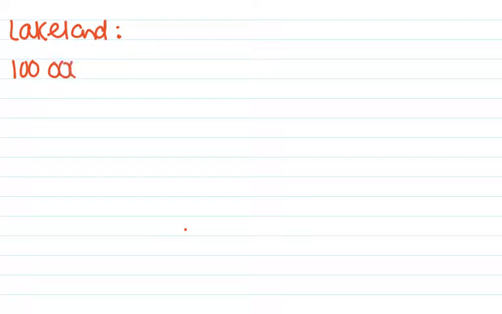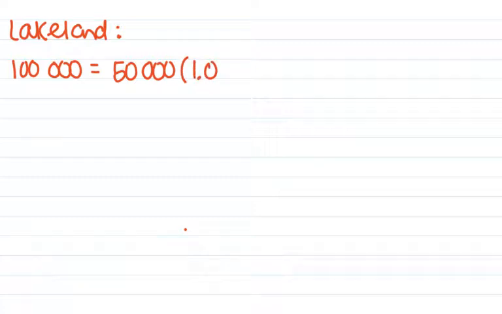Okay, letter B says, which of these investment options will allow the town to double its money faster? So we're going to calculate for each one how long it will take to double the money, and then we'll compare the 2 times. So we'll start with Lakeland. If we were to double our money, that would put us at $100,000. So $100,000 equals 50,000 times 1.0625 to the power of t.